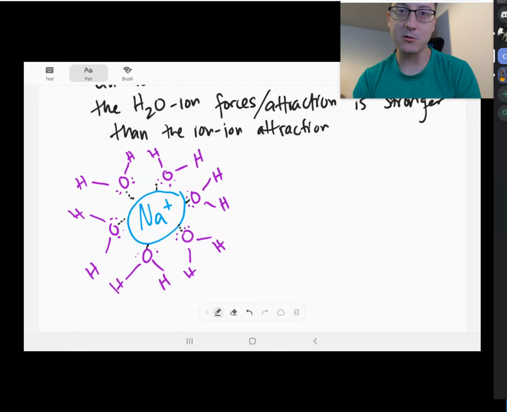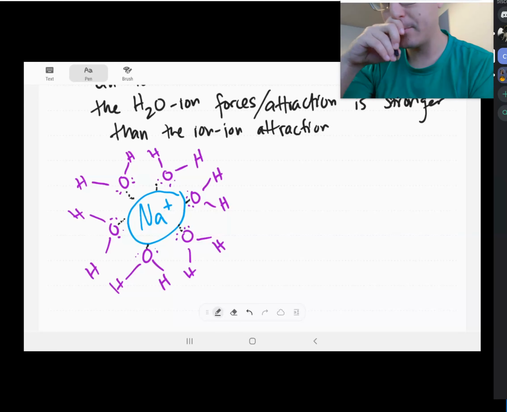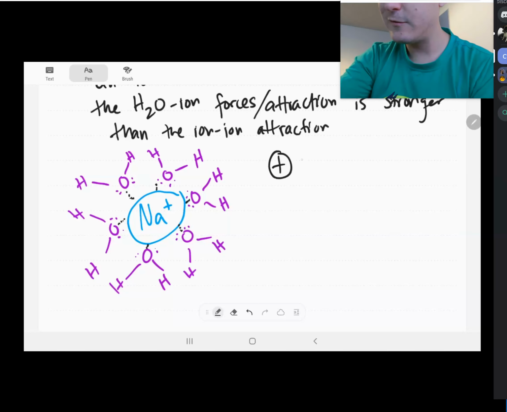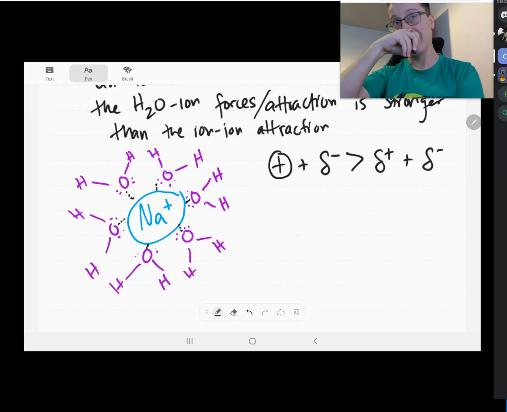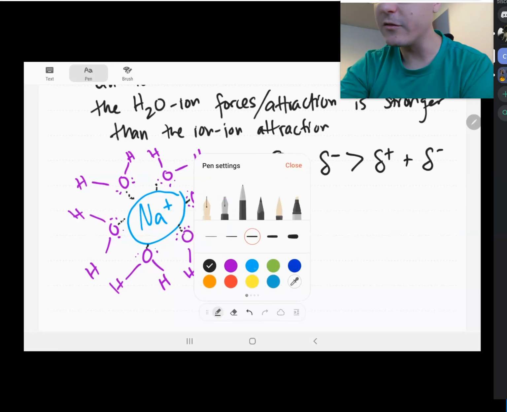Okay, that kind of makes sense, right? The stronger your charges are, the more you're going to be attracted. And so, for example, we have kind of 6 delta negatives surrounding this one positive. That's going to be better than a full negative. All those delta negatives, yeah, I'll write it out, Martha. Okay, let's see. Positive plus delta negative is stronger than delta positive plus delta negative. Okay, so that's full positive.